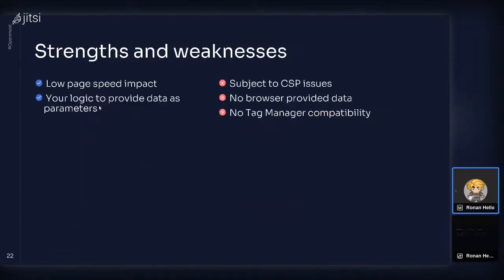There are some strengths and some weaknesses. There is a low page speed impact because you can obviously lazy load your image. So you can just say, hey, image, just wait until the page is fully loaded to send data. Or you can put your pixel at the top of the page, but just wait for the page to be ready instead of instantly loading the image. And you can create your own logic to provide data as parameters, such as an HTTP request API.